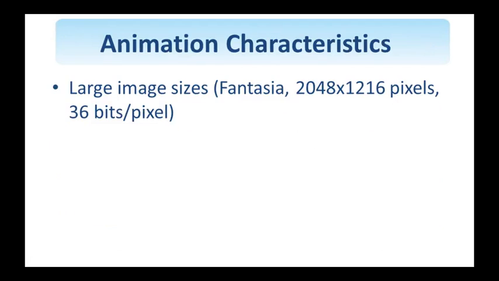Some of the animation characteristics are mentioned here. The image sizes are large. For Fantasia, for example, each frame is 2000 by 1200 pixels, and each color is 12 bits, therefore 36 bits per pixel. Due to that, we are clearly interested in simpler and computationally efficient algorithms.